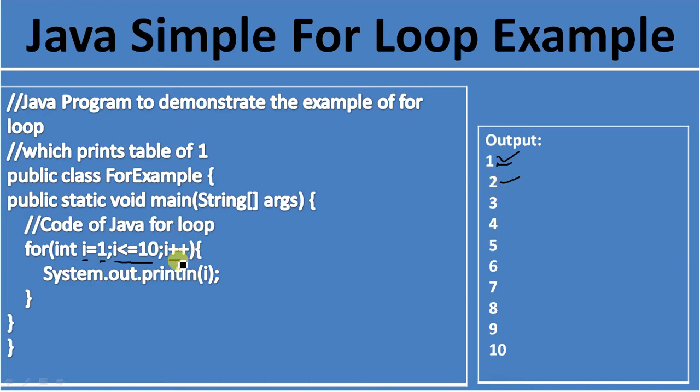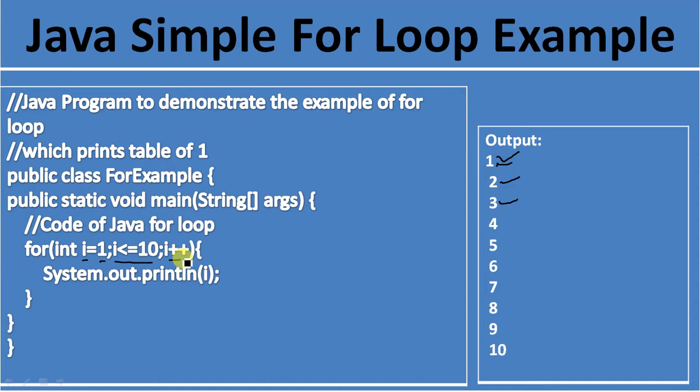Again control comes to the increment condition, and it will increase the value of I by 1, so now the value of I will be 3. Now again it will check the condition, 3 less than or equal to 10. The condition is true, so it will print the value of I, which is 3. In this way, this for loop will be executed.